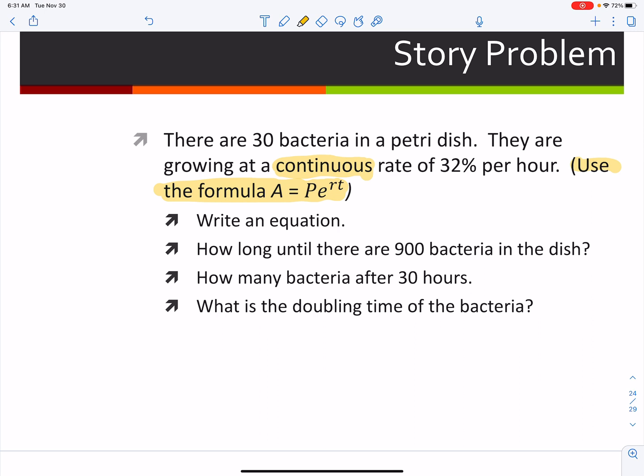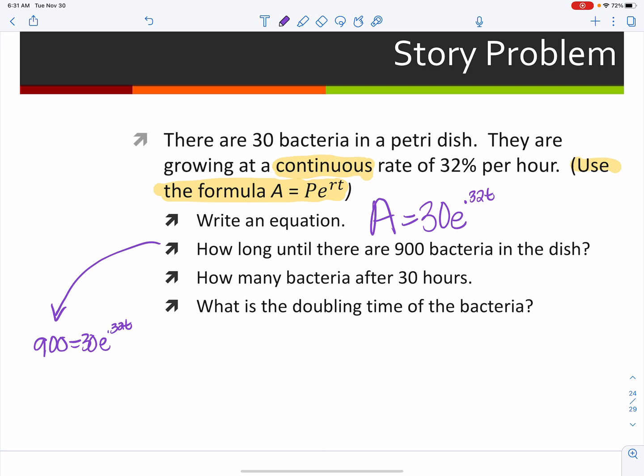Okay, so to write the equation, you would say A equals, my initial value is 30, e to the 0.32t. How long will it take until there are 900 bacteria in the dish? So if I come here and I put 900 here, I would divide by 30. So that's going to be 30. My variable is in the exponent, so I'm going to do the ln of 30 equals 0.32t, and I'm going to divide by 0.32. And that's going to give me my time.